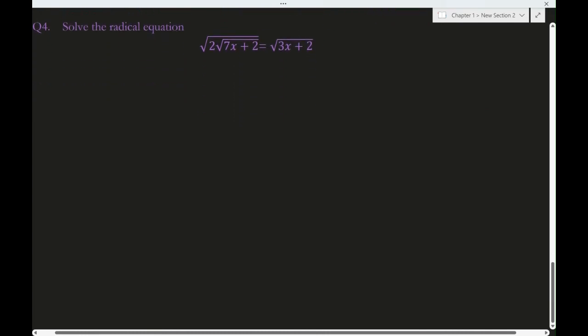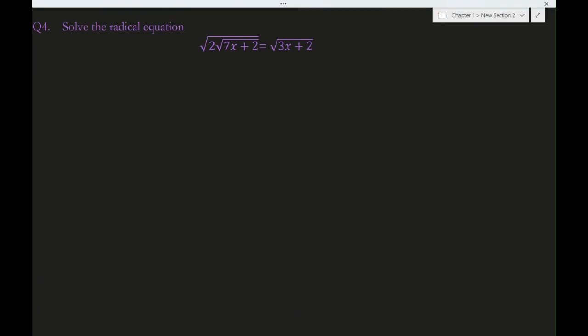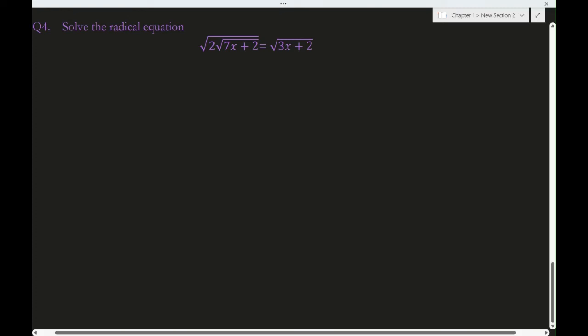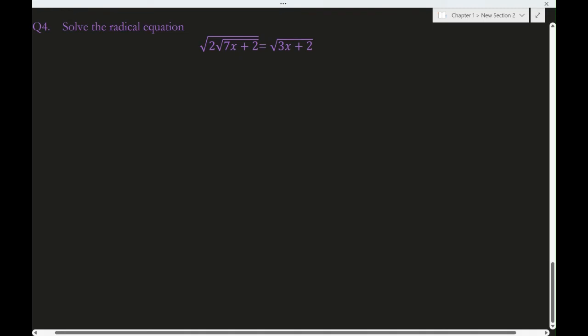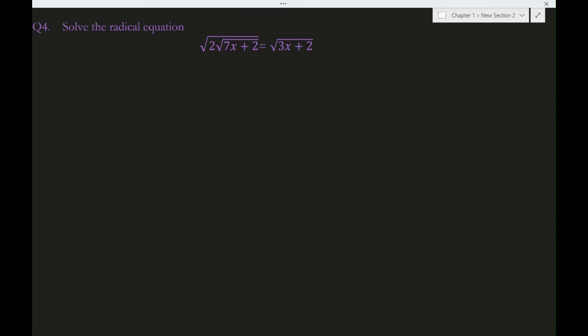Now, question number 4 is a radical equation. And one thing you should note, whenever you have a radical equation and you have the index to be even, so you can see here the index of this radical is even. Even is 2. It means when you find your solution, it's good you always check the solution to see if it actually satisfies the equation. So what do we do here? To solve this, we can just square both sides.